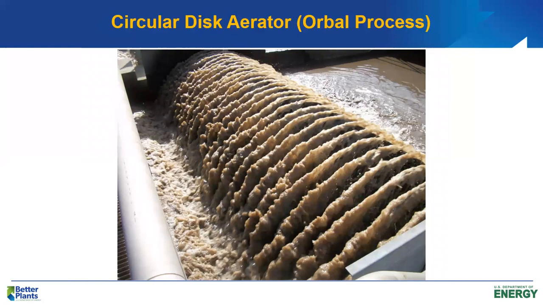We have circular disc aerators, also called Orbal aerators, typically used in Orbal oxidation ditches, and they, again, in some cases, will be used to replace fixed blade rotors in a conventional oxidation ditch, but these are known again as Orbal or circular disc aerators.